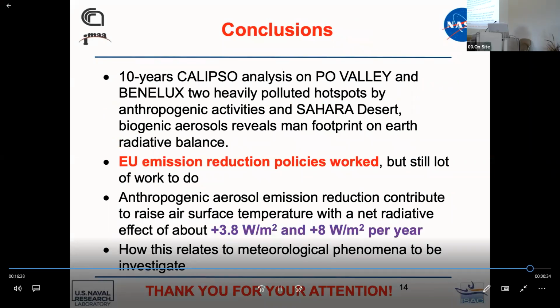And this is the 10-year CALIPSO analysis. What we can say is that the European emission reduction policy worked, but still there is a lot to do. And there is a net radiative effect of also plus 3.8 per year. But still we also have to relate to meteorological phenomena that should be investigated. So thanks a lot for your attention.